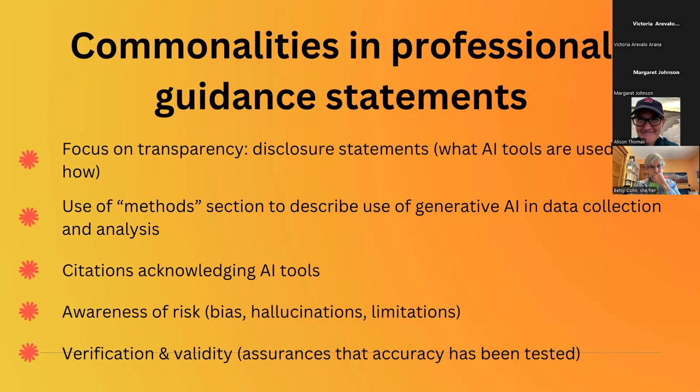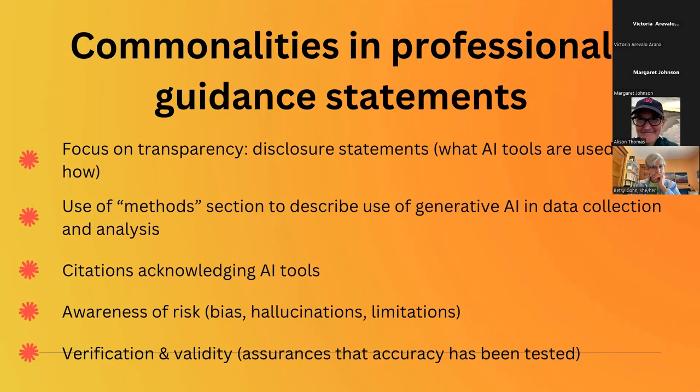So it would have been awesome if I had used an AI tool to do a comprehensive literature review of all of the policy statements and journal statements and professional organization statements about the use of generative AI. But I did this the old-fashioned way and just looked at as many as I could find. And this is kind of what I distilled. These five things I saw as being kind of common or really kind of upfront in a lot of the statements that I read. This focus on transparency. Journals want authors to be transparent about what kind of tools they're using and how they're used. The use of a method section to identify or describe the use of generative AI tools in data collection and analysis especially.